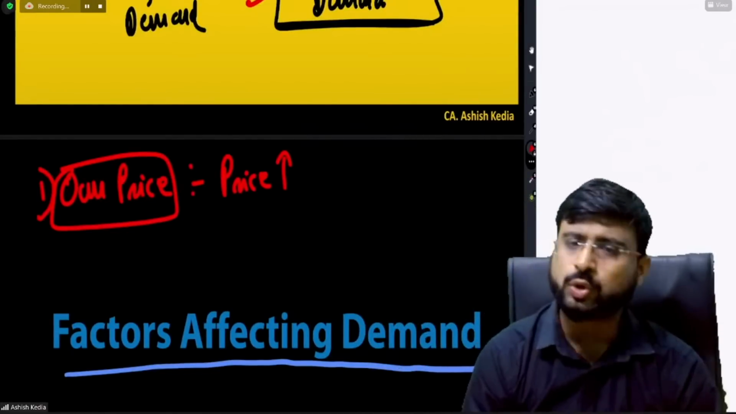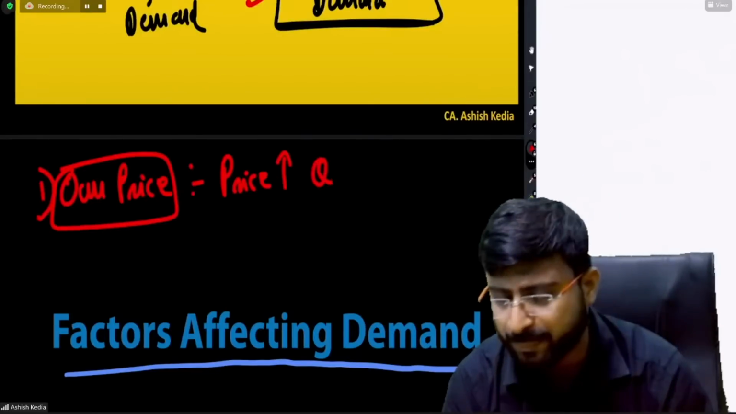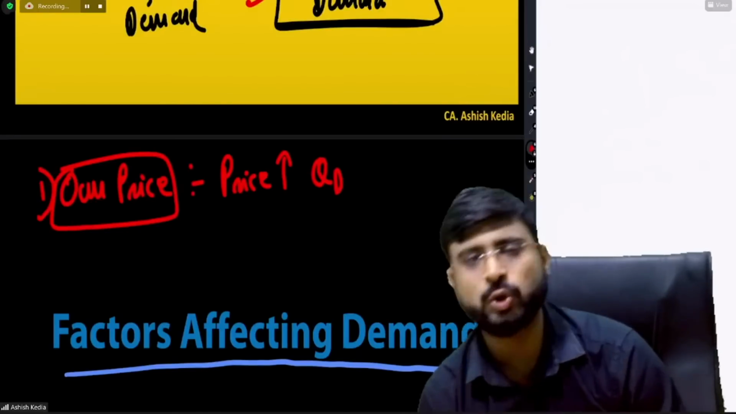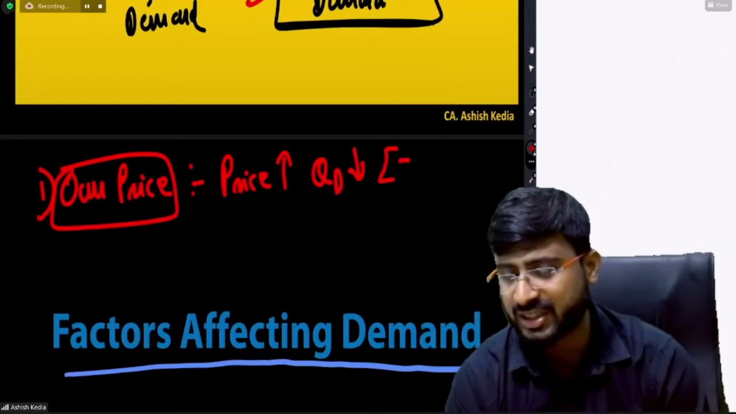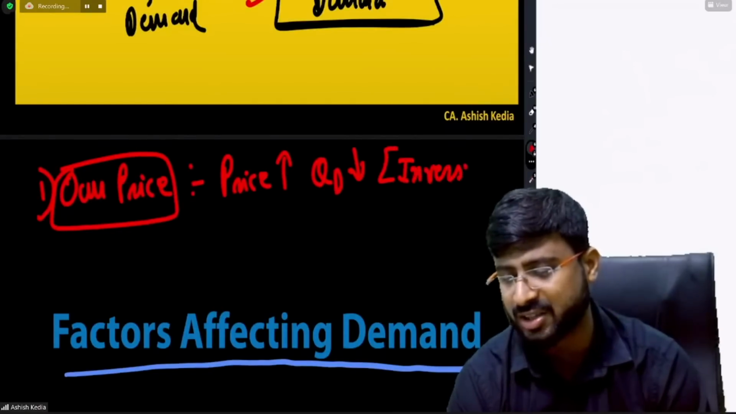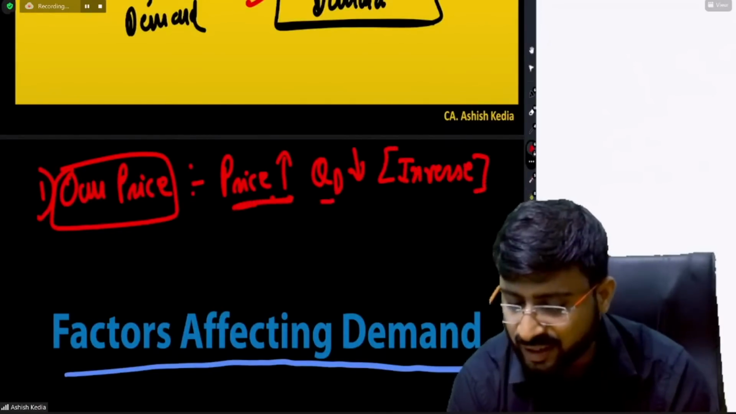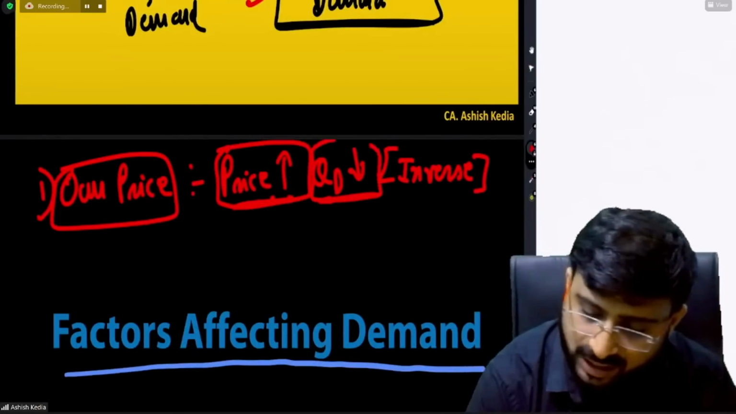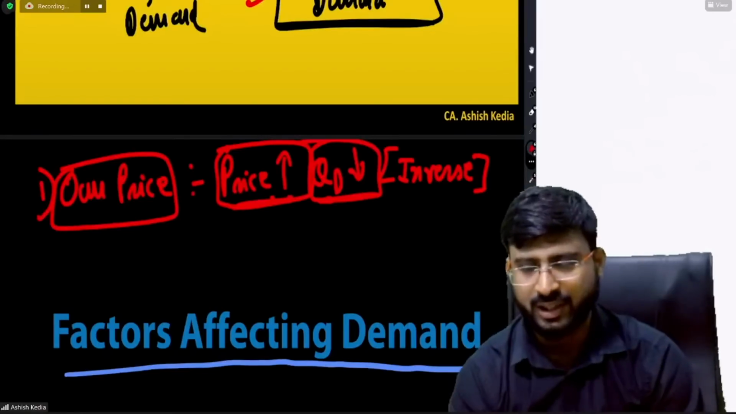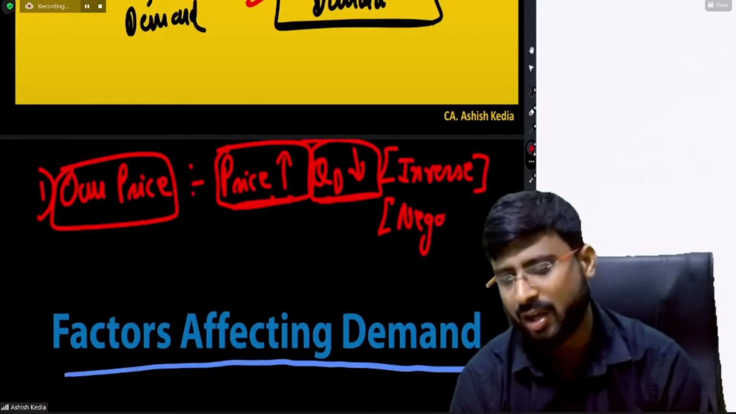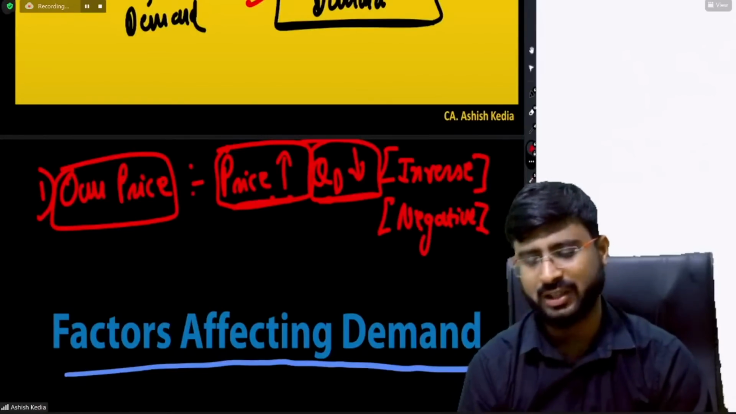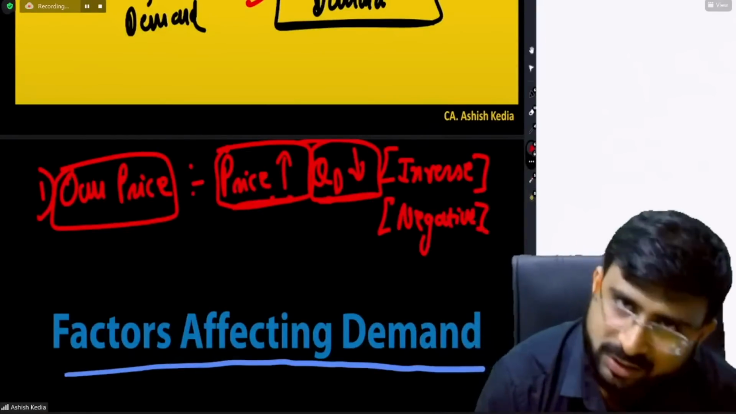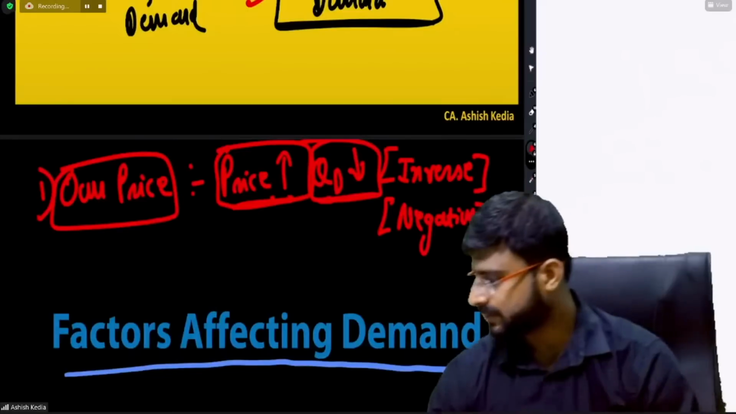The price will rise. So if the price has risen, what happens to quantity demanded? What do you think will happen to quantity demanded? Yes, you are correct. It falls. Such a relation is called inverse relationship, where a rise in one factor leads to a fall in another factor. It is also called negative relation. Inverse relation or negative relation. I hope it is crystal clear to all of you friends.